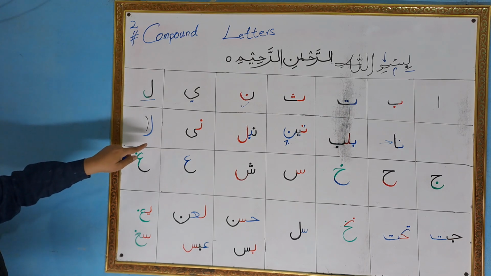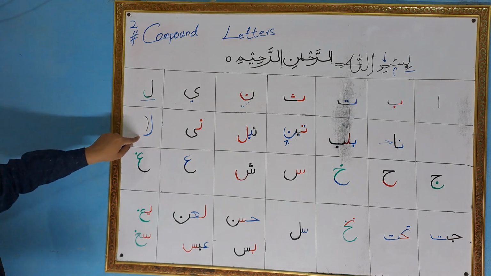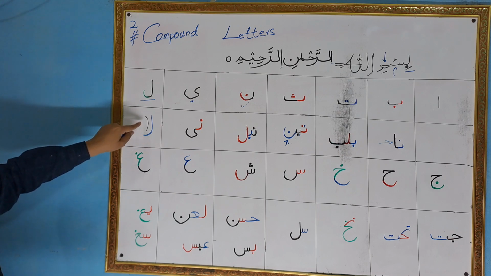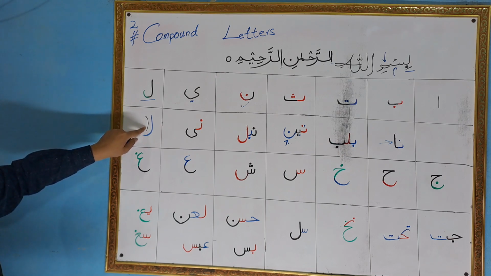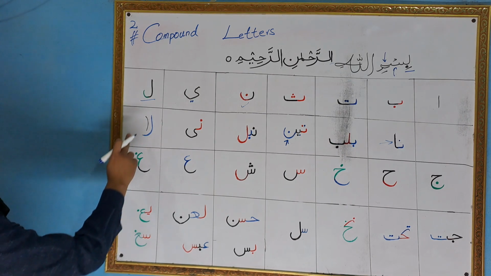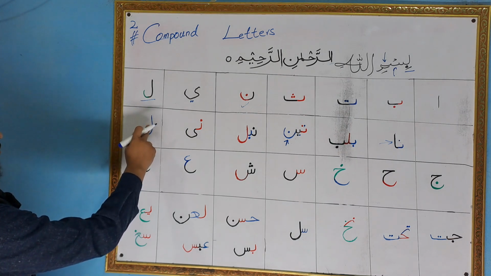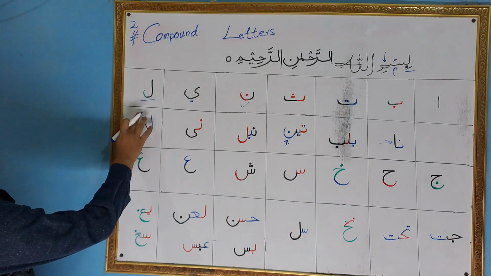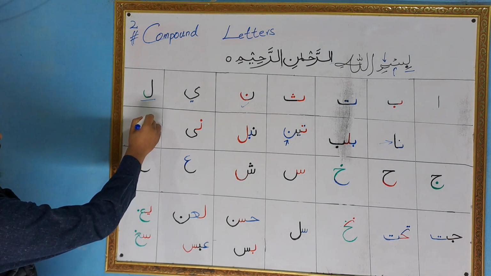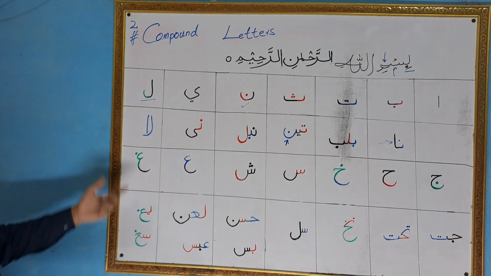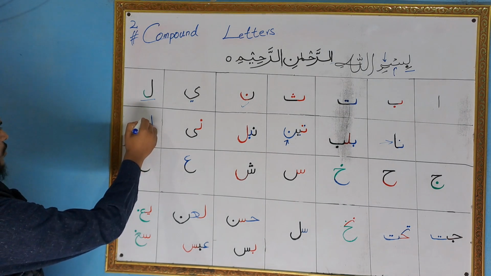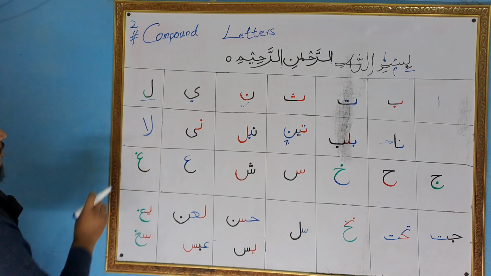Okay, so you can see this letter right beneath it. This one will be considered as lam and this one will be alif. We can see many shapes of there. Sometimes alif will come like this and sometimes it will be more like this. Okay, so it will be always considered lam and alif. So this is lam, alif.